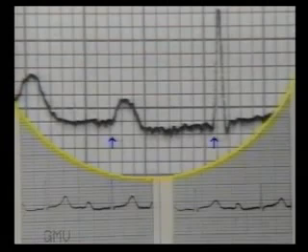Here is another ECG with a PR interval of 8.5 small squares, that is 0.34 seconds. All P waves are followed by QRS complexes. This is first degree heart block.